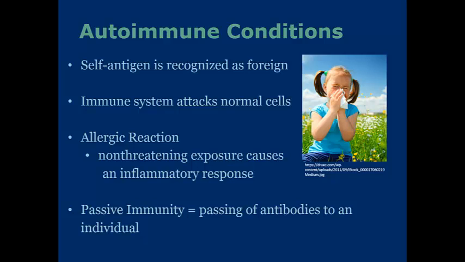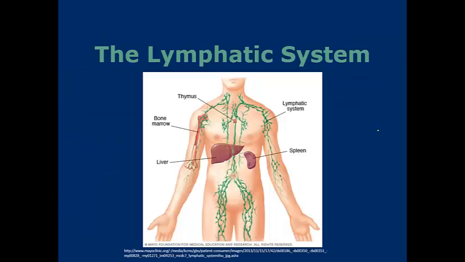A passive immunity is the passing of antibodies to an individual. This can be done via vaccinations, or when it comes to maternal-infant relationships, the mother can transfer these sorts of immunities to the fetus she's carrying. For the last bit of this lecture, let's go into the lymphatic system. Below is a diagram of what the lymphatic system constitutes.